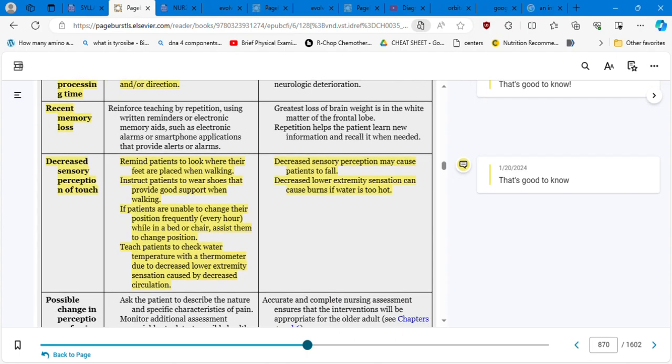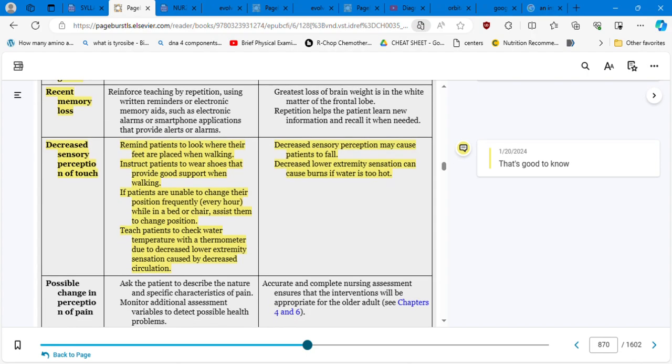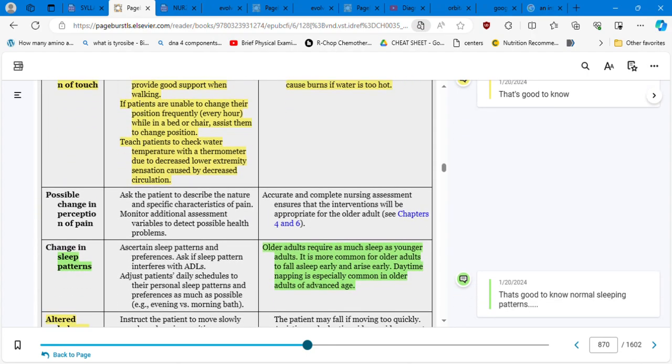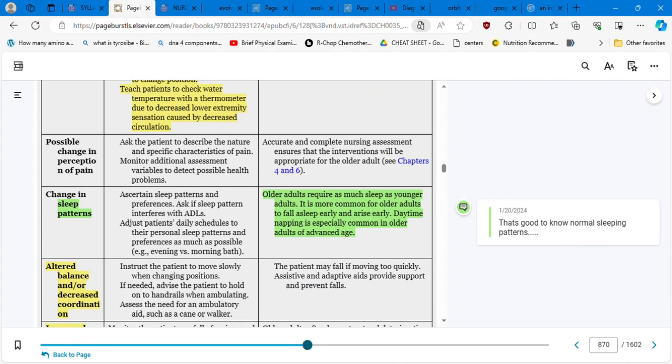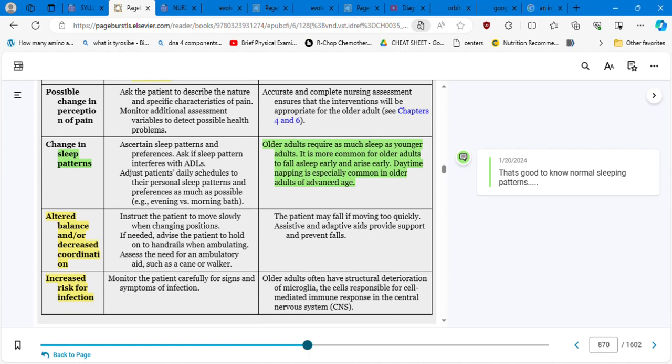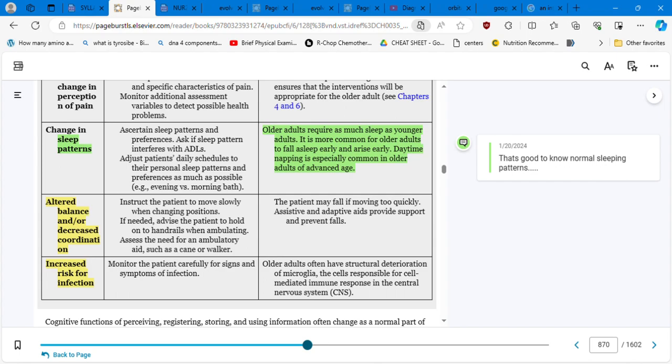Decreased sensory perception of touch. Remind patients to look where their feet are placed when walking, and this is another good to know. Possible change in perception of pain, change in sleep patterns. That's good to know because normal sleeping patterns are affected as we age, right? Sometimes patients start interrupting their sleep in the middle of the night. They stay awake for 30 to 40 minutes and then some of them go back to sleep. Other people cannot go to sleep, so their circadian rhythm is affected.